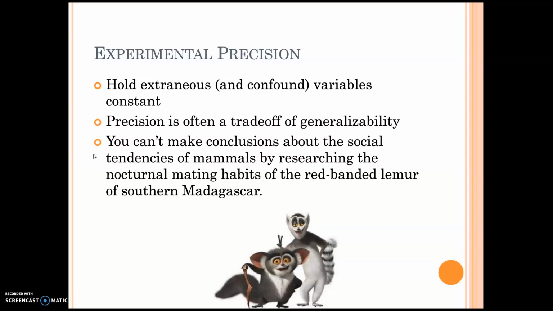Right? And then finally, don't overextend your conclusions. And this is kind of a facetious example, but you can't make conclusions about the social tendencies of mammals by researching the nocturnal mating habits of the red-banded lemur of southern Madagascar. Right? Essentially, if you are looking at a very, very tiny, nuanced group, you cannot generalize to the massive, larger group that they belong to.